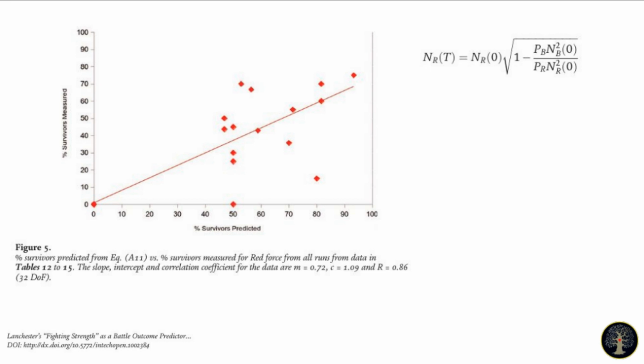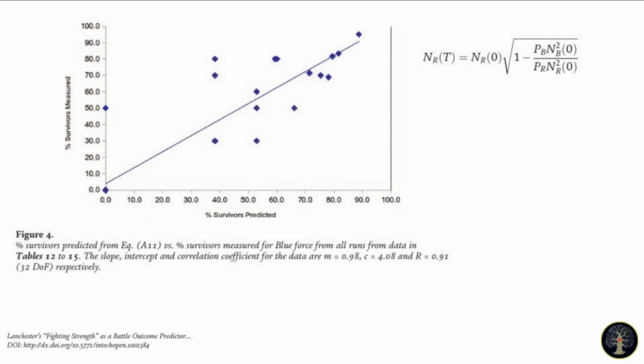Across all the asymmetric battles in runs 1 to 34, the outcome was correctly predicted using the pre-contact fighting strength indicator for 33 out of 34 battles, or 97% of the total. Plotting the percent survivors predicted versus the percent survivors measured is shown for both red and blue forces. The values for the correlation coefficient in these plots are significant at the 99% confidence level, so we can be confident that the relationship for the percent survivors predicted is working in the game.